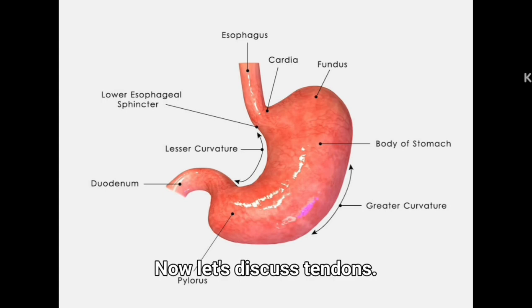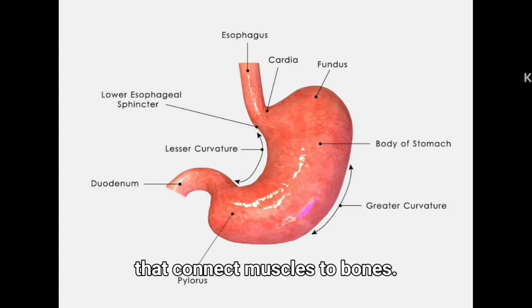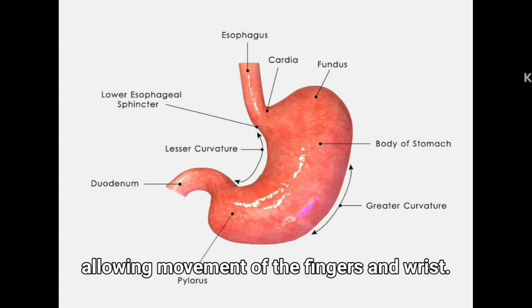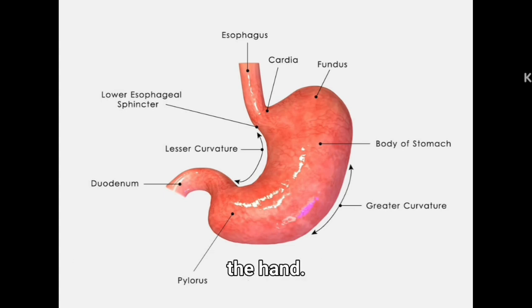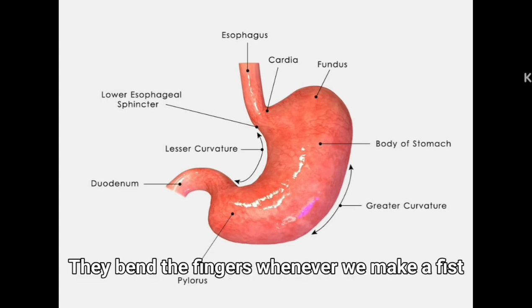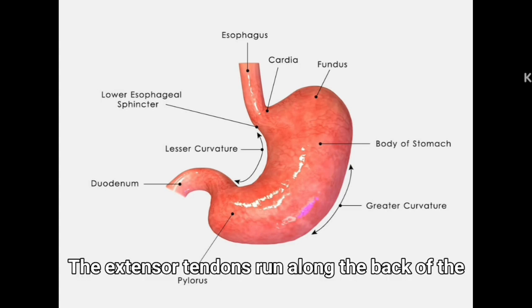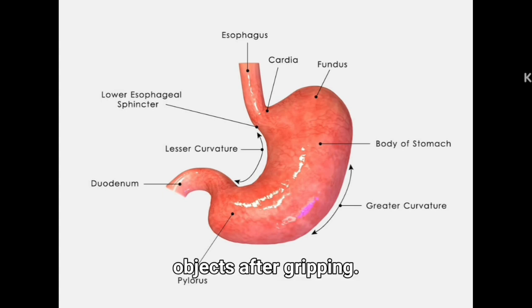Now let's discuss tendons. Tendons are strong bands of connective tissue that connect muscles to bones. They transmit the force generated by muscles, allowing movement of the fingers and wrist. The flexor tendons run along the palm side of the hand. They bend the fingers whenever we make a fist or grip an object. The extensor tendons run along the back of the hand. They straighten the fingers and help release objects after gripping. These tendons slide through protective sheaths that reduce friction and allow smooth movement.